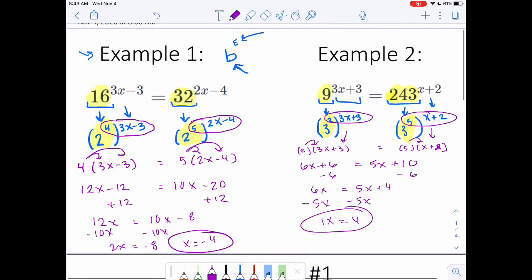And that's it. The key point with this method of common bases is simply to find how can you rewrite your bases so they end up having the same base.